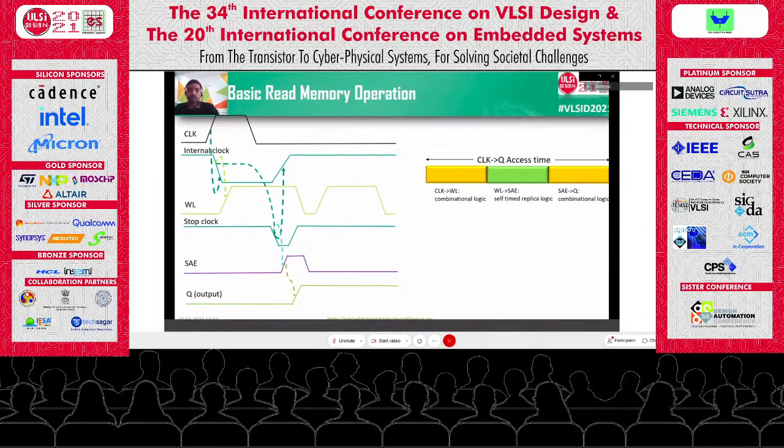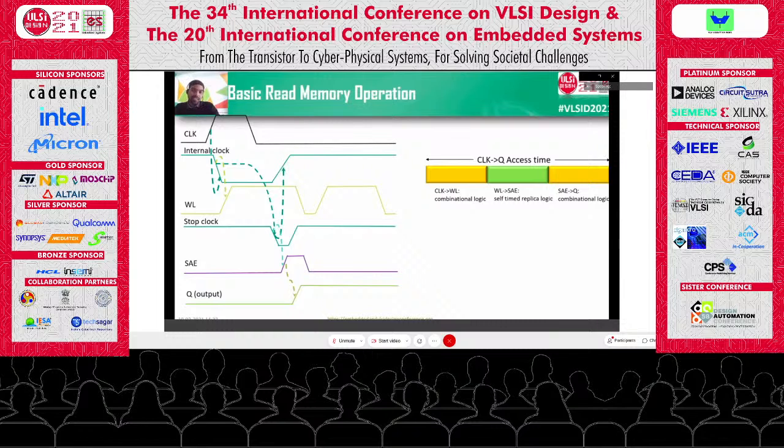Okay, so if you look at it in a nutshell, the clock to Q path is mainly divided into these three subsections. So clock to word line and the sense amplifier enable to Q output, those are mostly combinational logic which would scale well with increase in voltage.